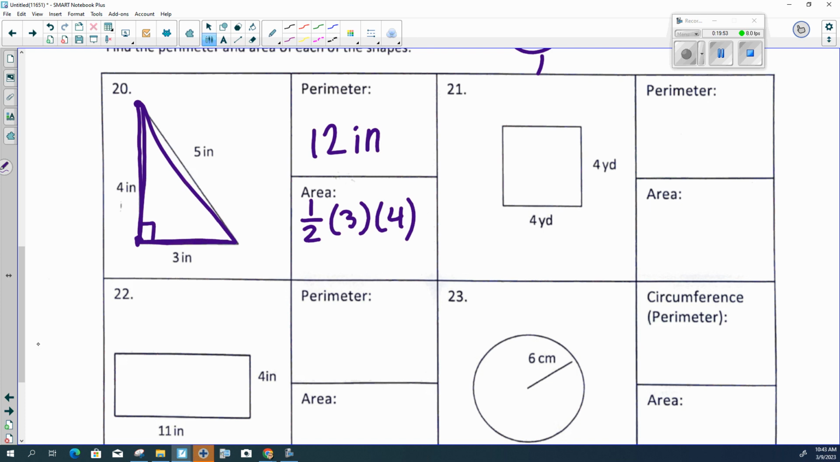created from a 90-degree angle. So the 5, she's got tough skin. She doesn't even get her feelings hurt, but she is not needed for the area. So half of 12 is 6 square inches. Please put those units of measurement.